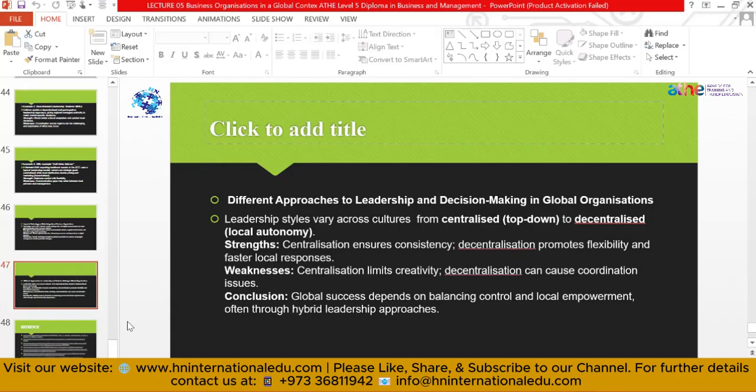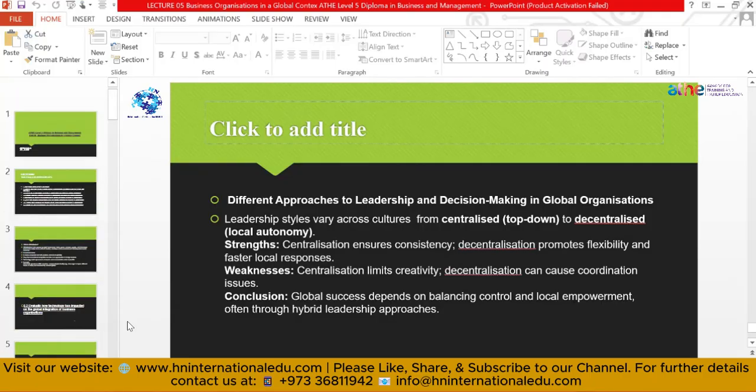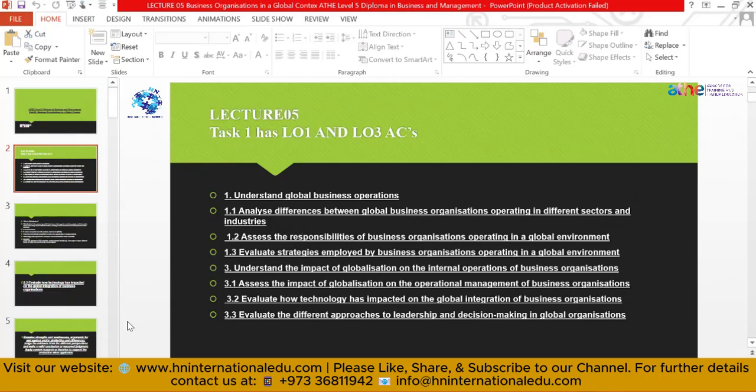Weaknesses: centralization limits creativity because we are always like a sheep. Decentralization can cause coordination issues, the difference of opinions. You're saying something else, I'm saying something else. Conclusion: global success depends on balance of control and local empowerment, often through hybrid leadership approaches. That is, always go for both centralized and decentralized. So this was the whole summary of the assessment criteria which we did today, that is, 3.2 and 3.3.